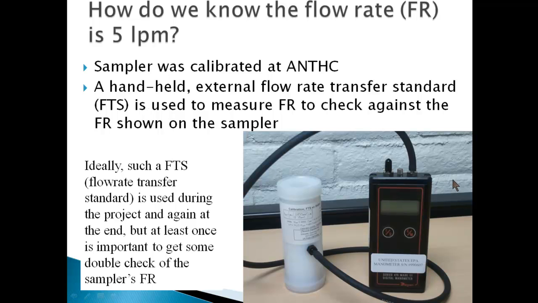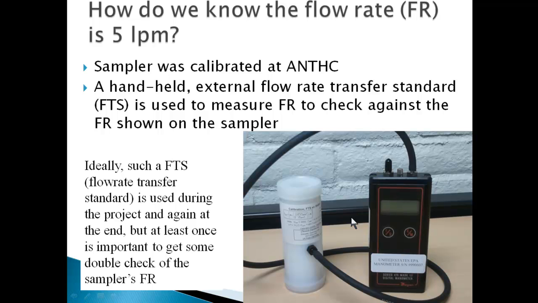This is a handheld external flow rate transfer standard, and sometimes they're abbreviated FTS, flow rate transfer standard. What this is, you stick this white thing over the inlet and it measures the flow rate itself. So your device will be showing the flow rate, and then you stick this on there and it'll be showing the flow rate too. And the goal is that these two say the exact same thing. Because your device could drift, and you could see that this is a transfer standard. You can see it's got a nice EPA sticker.